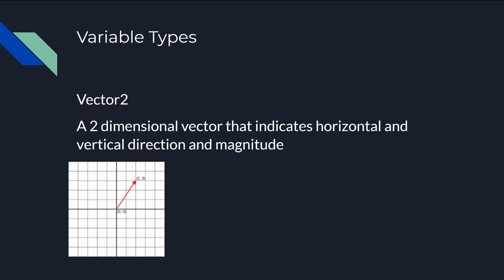Another type of variable that we're going to be using a lot is a Vector2. A Vector2 is a two-dimensional vector that has horizontal and vertical direction and magnitude. The one in the picture right there is the vector 2, 3. That means it starts at 0, 0, and then it moves to the right 2 and up 3. We are going to talk about how to use Vector2s a lot in the next video, but we'll leave it at that for now.